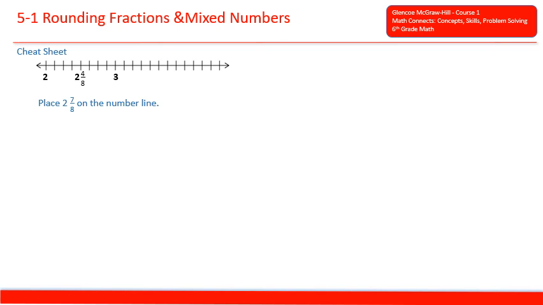Place 2 and 7/8 on the number line. Notice that it falls between 2 and 3. And we know that those smaller lines between 2 and 3 are eighths because there's a 2 and 4/8, which is written as 4/8 to illustrate that it's in eighths. It could also be written as 2.5. So we'll just count 7 lines over and place it there.